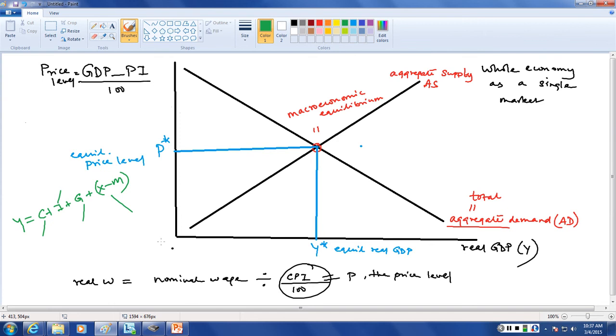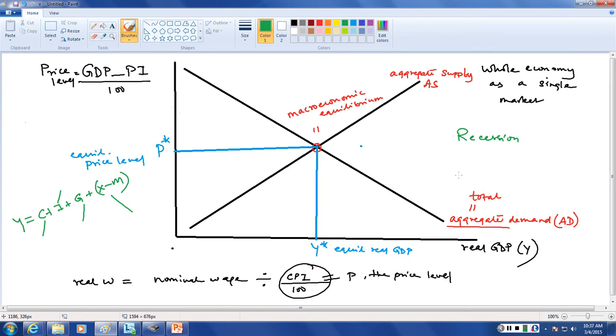Now, this diagram is a very useful way to also look at a recession. How do we portray a recession in this diagram? And that's what I'm going to show you now. Now, we already know what potential GDP is, correct? What is potential GDP, somebody? When does the economy produce potential GDP or full employment real GDP?